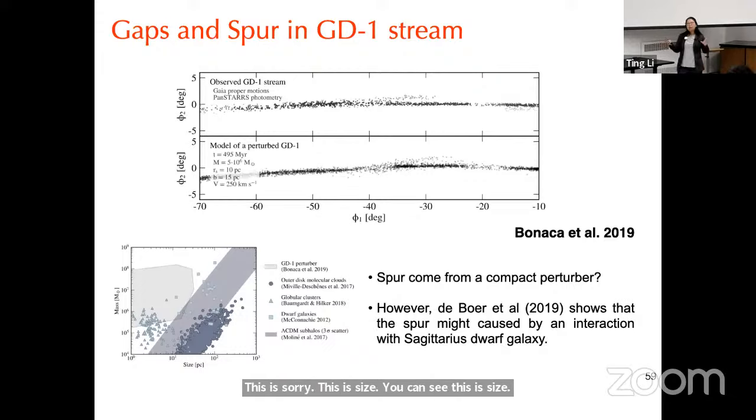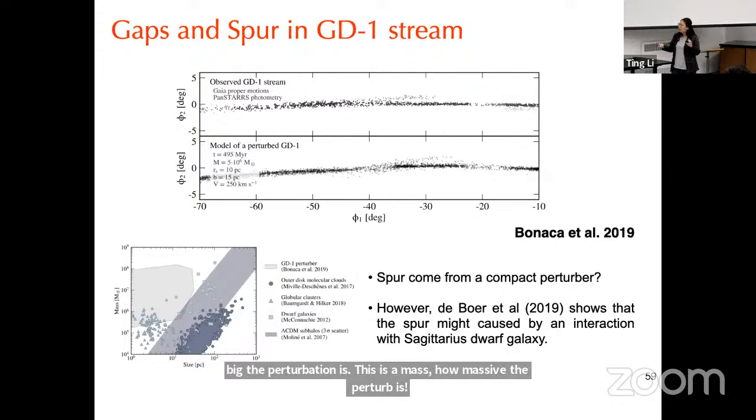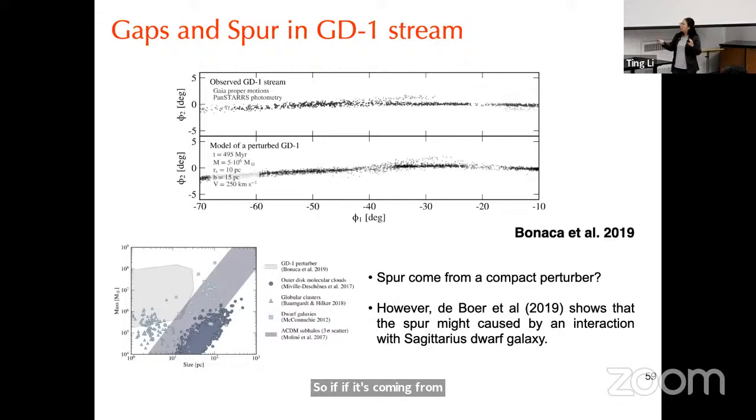So if it's coming from a CDM-based dark matter subhalo, it should be in this gray shaded band. But the best fit model here is in this square box. So the best fit from the data is a much more compact perturber compared to what the CDM model would predict.